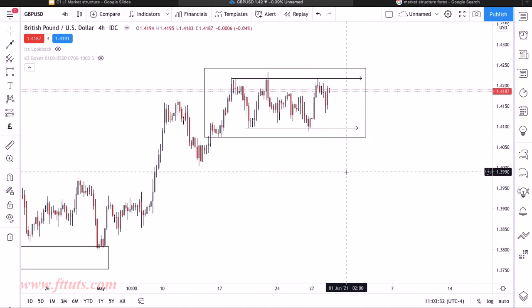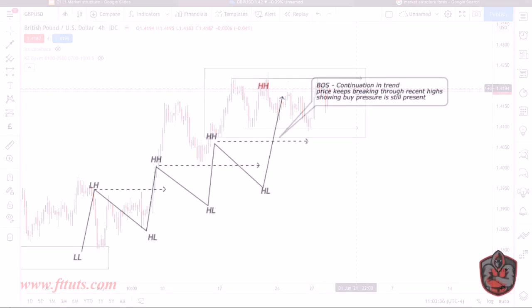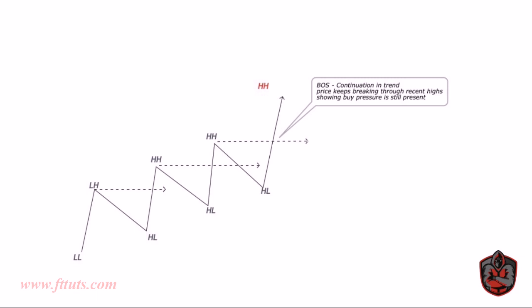Once I get that break of structure, that's when I start to look for buy or sell opportunities, or trend reversals. Now I'll be taking you guys through break of structures with signals towards a continuation in trend. As you can see right over here, price is clearly printing higher highs and higher lows. Now, how do you know price is continuing its move to the upside?